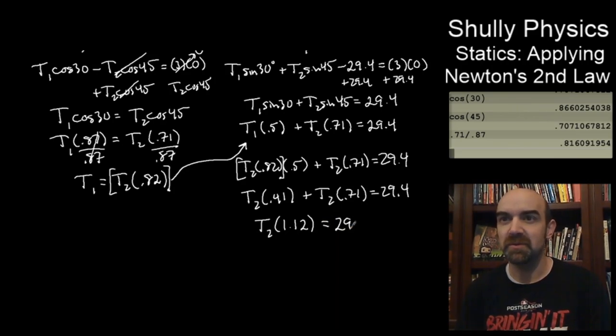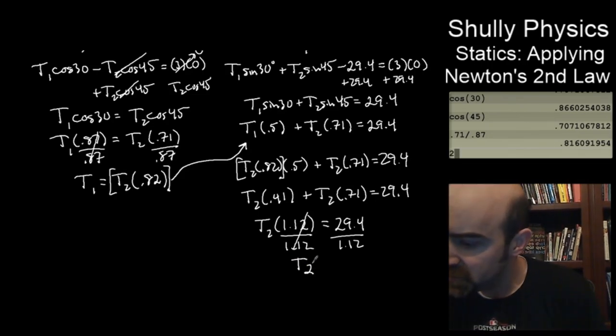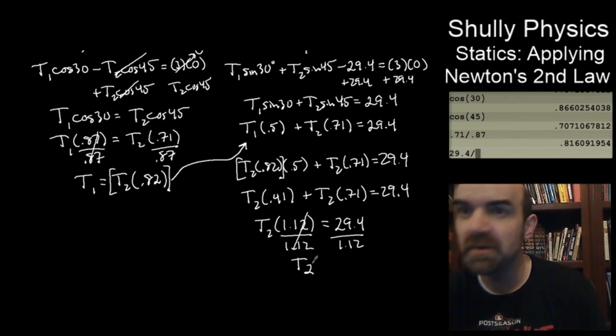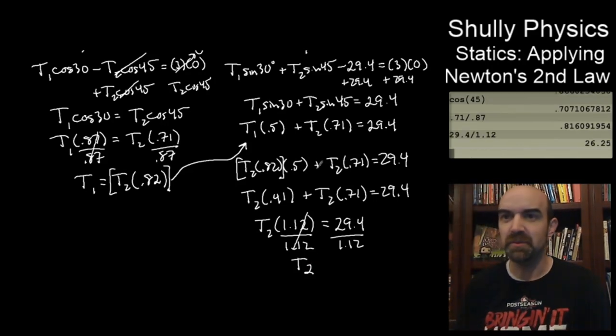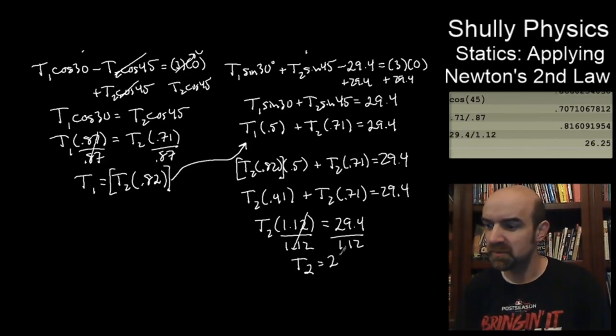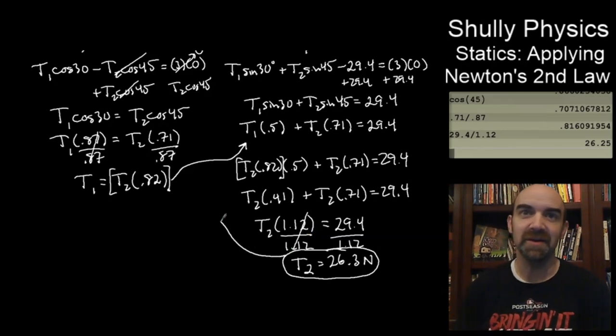It's 29.4. And look, this allows us to solve for tension 2. Tension 2 is 29.4 divided by 1.12, 26.25 newtons. Got one of them. Now we can find T1.